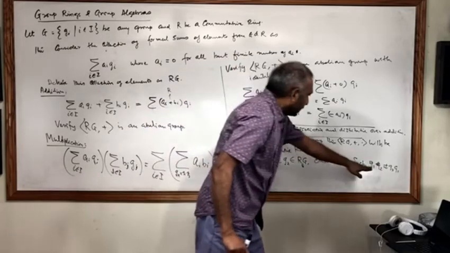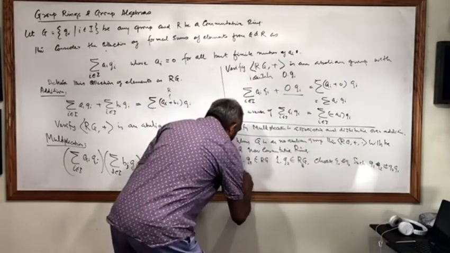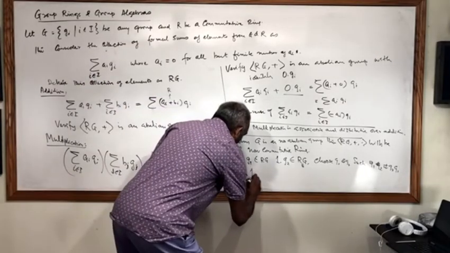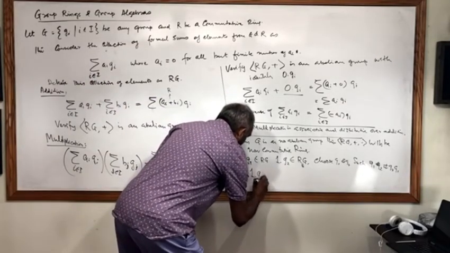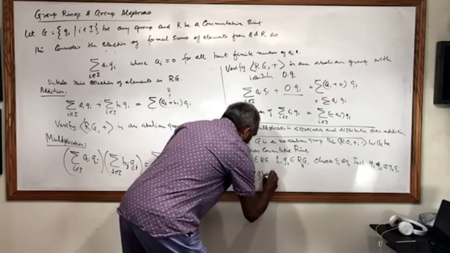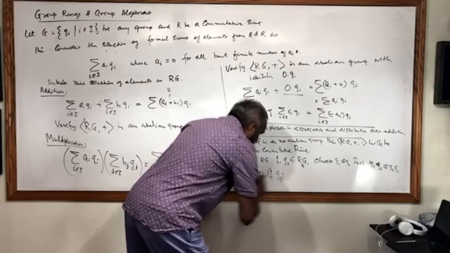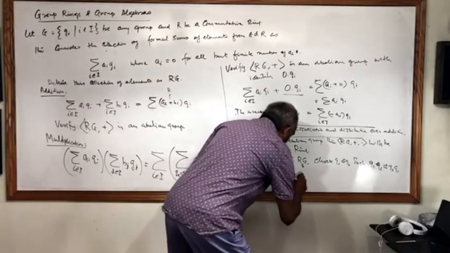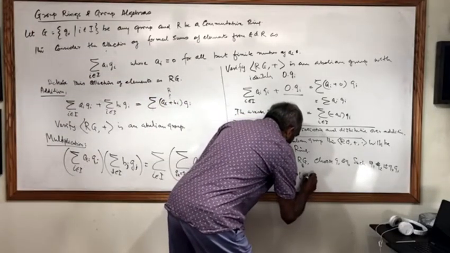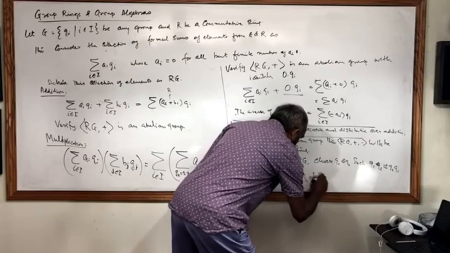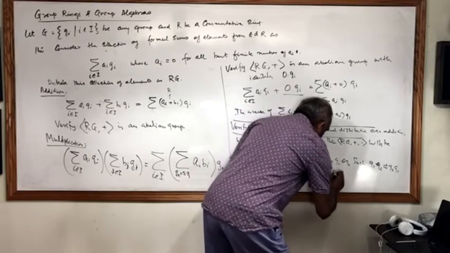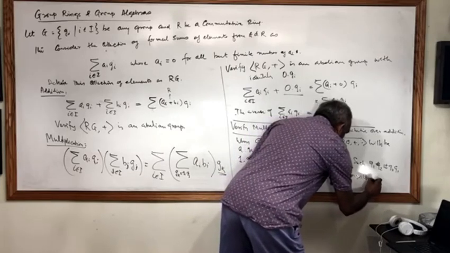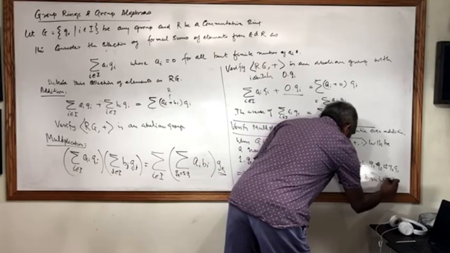You can choose like that, and that implies 1g1 times 1g2 is different from 1g2 times 1g1, and that implies RG is a non-commutative ring.